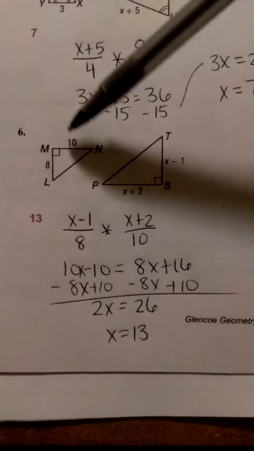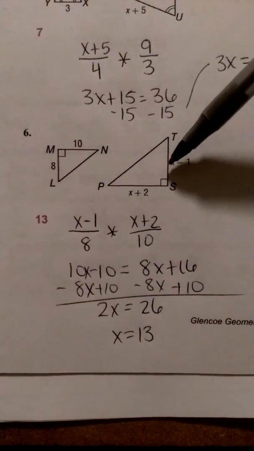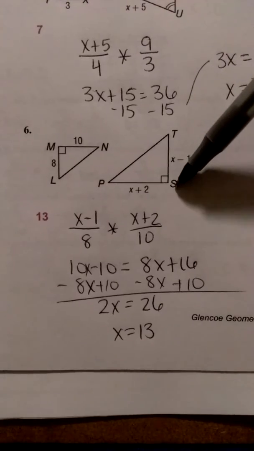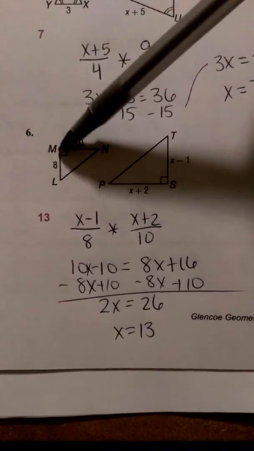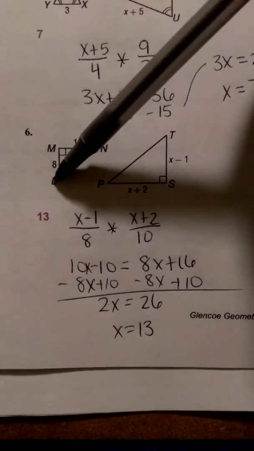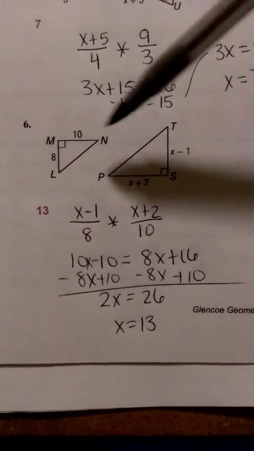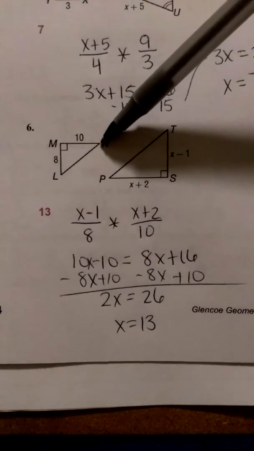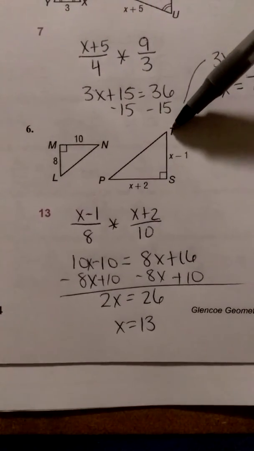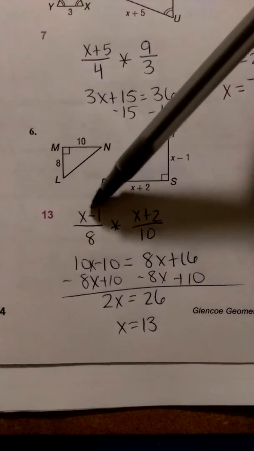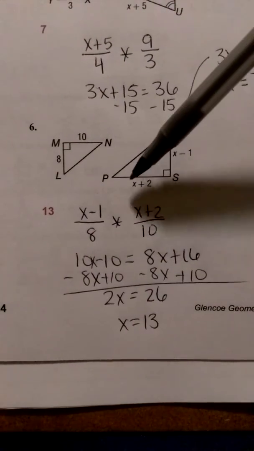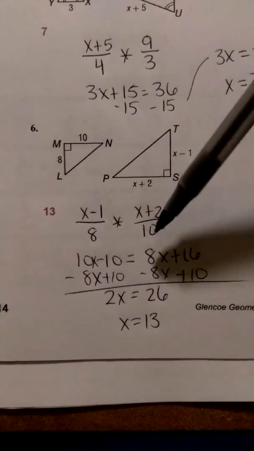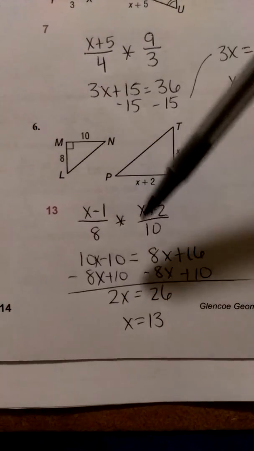And then lastly, number 6, again, angle S is similar to angle M, and then I have angle P is similar to angle L, and then angle T is similar to angle N. So therefore I'm going to compare side TS, x minus 1, to my 8. And then I'm going to compare my side PS, x plus 2, to MN, which is 10.